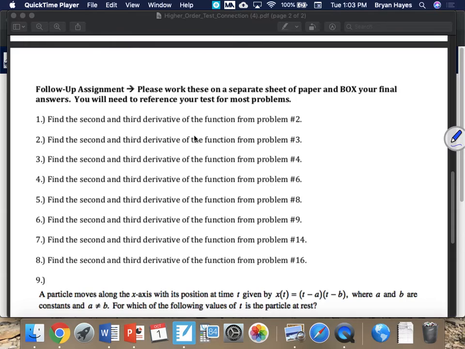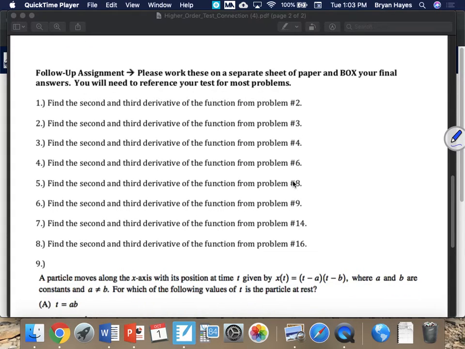And you're actually going to repeat that very similar process for several different problems on the test. You're going to do problems 2, 3, 4, 6, 8, 9, 14, and 16. You're going to go and grab those functions and find some higher order derivatives, the second and the third derivative. Box your final answers, please. This is a separate assignment from the corrections.